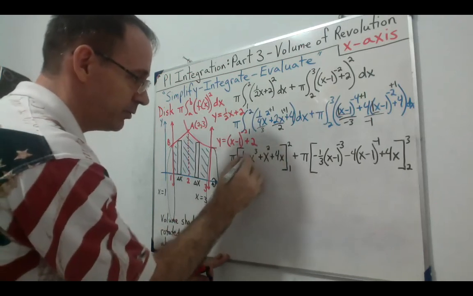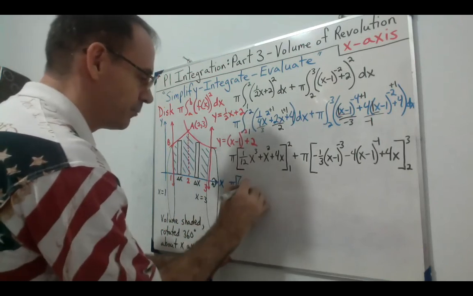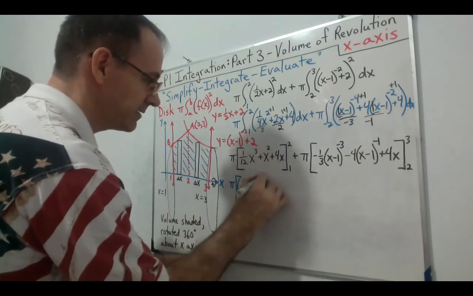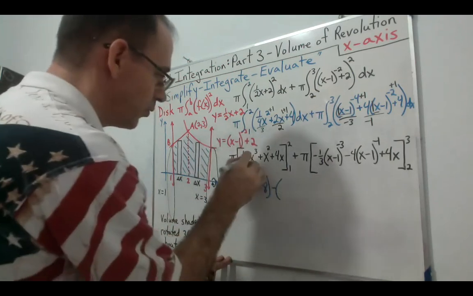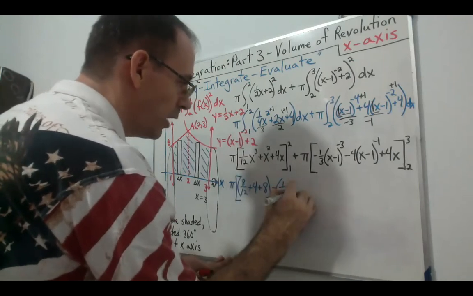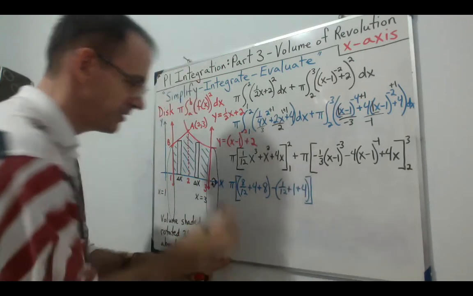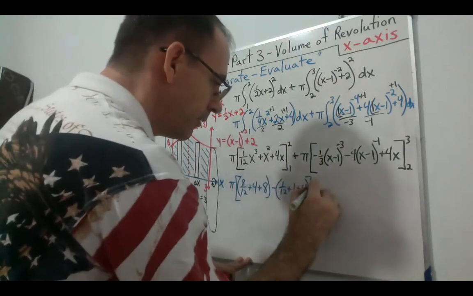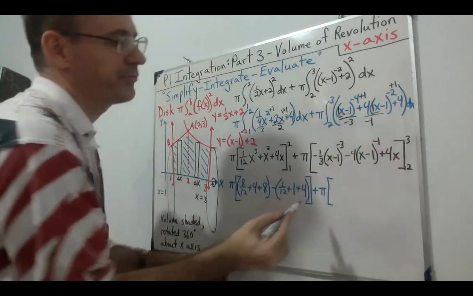So 2 cubed is 8, so we get 8/12 plus 4, 2 squared, plus 2 times 4 is 8, that's the top one, minus, now we plug 1 in, so 1 cubed times 1/12 is 1/12, plus 1 squared is 1, plus 1 times 4 is 4. So that's the evaluating here, top minus bottom, plus pi times, and we plug in a 3.